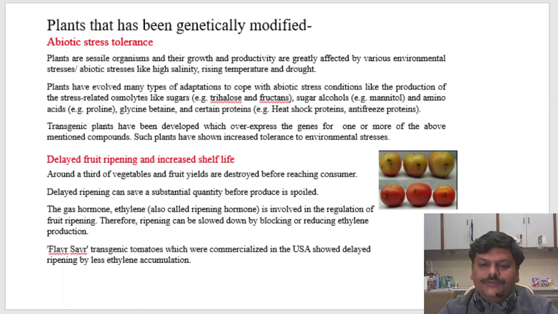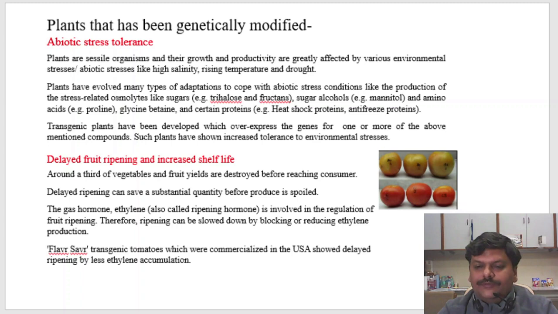Similarly, there are modified sugars which provide drought tolerance. Say for example, trehalose, fructans, and sugar alcohols such as mannitol. If they are there in the plant cell, then the plant cell survives drought conditions much better than in the absence of these modified sugars. Also, there is the amino acid proline. If a high amount of proline is there, then plant cells show much more tolerance to drought in comparison to when proline is in less amount.